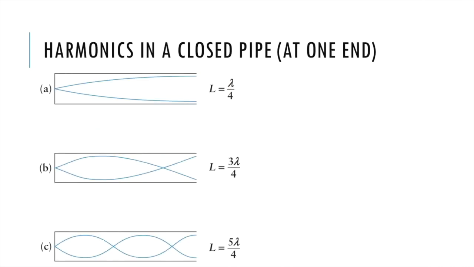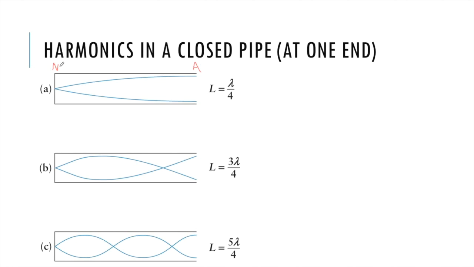Last, we'll look at a closed pipe. These are weirder. They're different because the boundary conditions are different. The boundary conditions tell us that the rule is at a closed end we need a node, and at an open end we need an antinode.